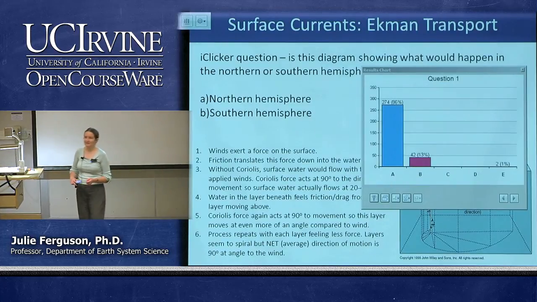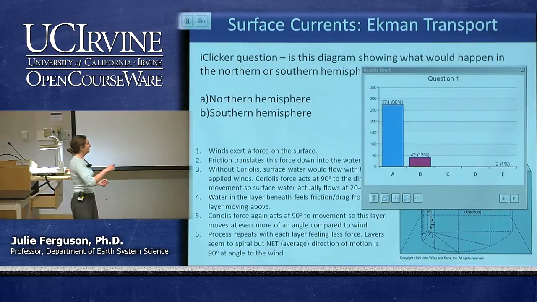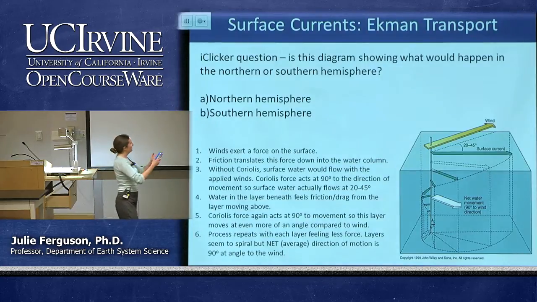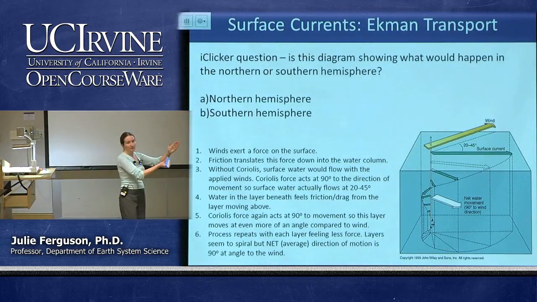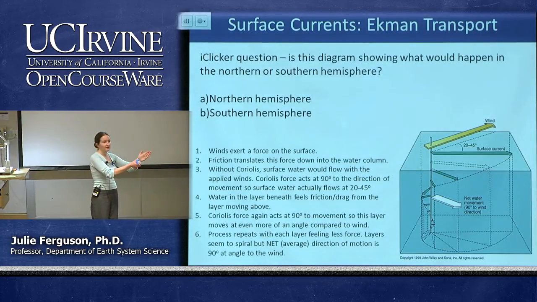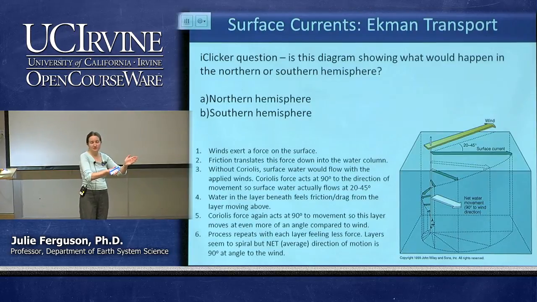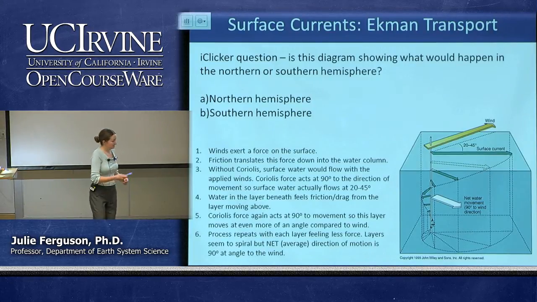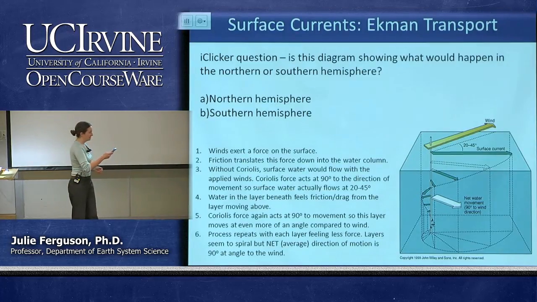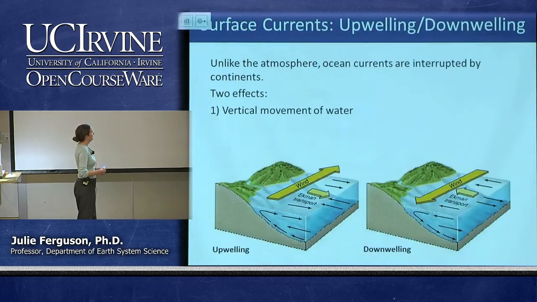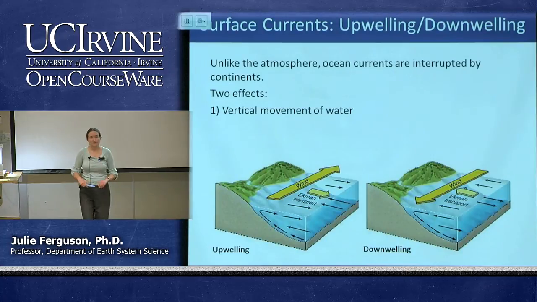Good work, guys. Yes, absolutely. So we're going to the left. So our wind is in this direction, and our net water movement is being deflected at 90 degrees to the right. So we're in the northern hemisphere. If we're in the southern hemisphere, the water would be spiraling in the other direction. Okay? So that's the first really tricky thing to get, I think, and I think you guys have got it.